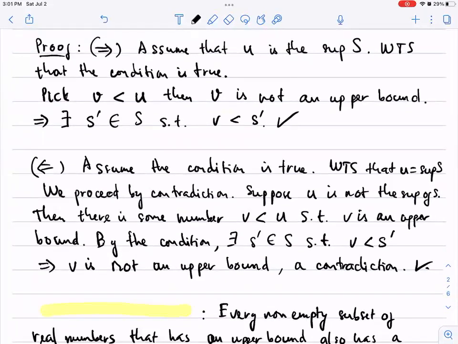Now for the other direction, we assume the condition is true and we want to show that U here is actually the supremum. The proof here is by contradiction. And let me emphasize that proof by contradiction is a very, very common technique that you're going to see again and again in this class. In order to prove some statement is true, we assume that it's false, and then we deduce statement after statement until we get to the point of contradiction.